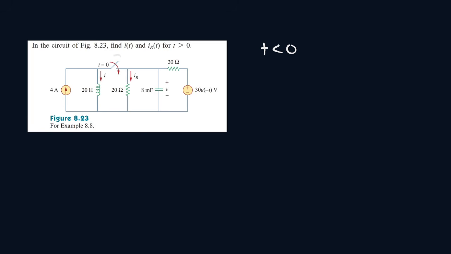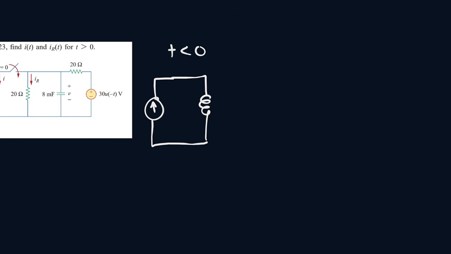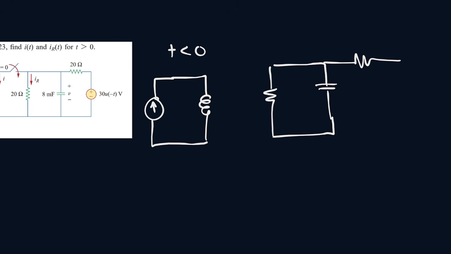So obviously the switch here was opened, and we actually have two different circuits here. We have this circuit, and then we have this circuit. Then we have our unit step function. It means that when t is less than 0, this is 1, and when t is greater than 0, it's 0.